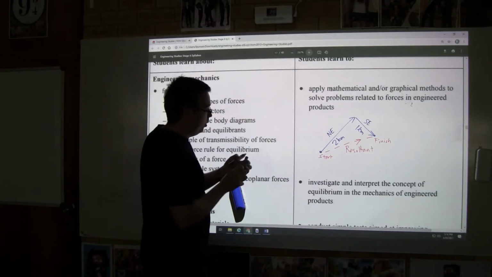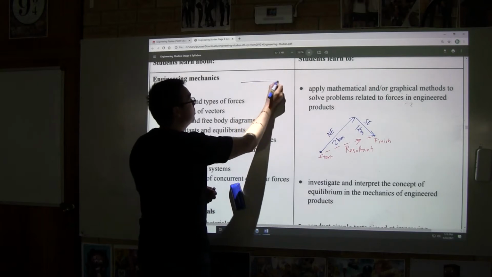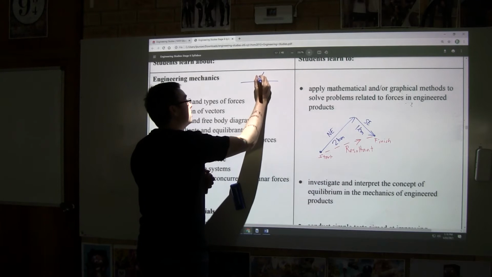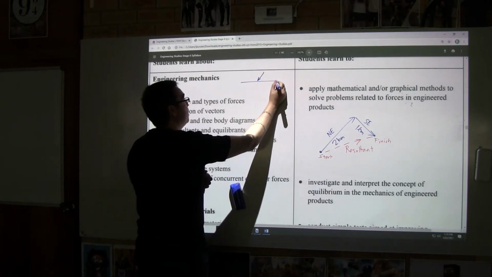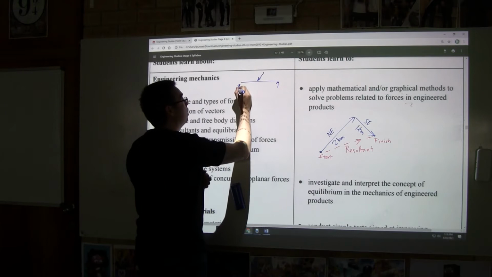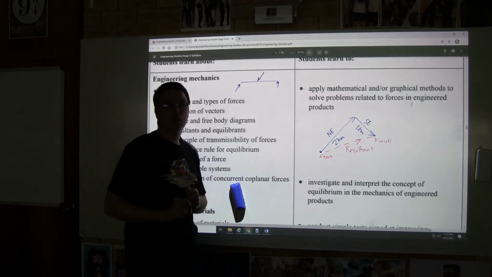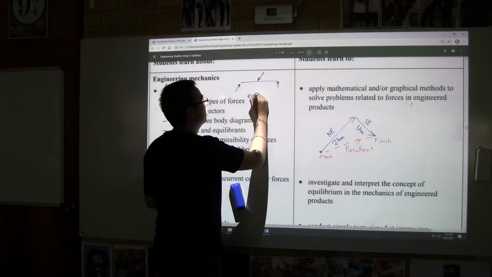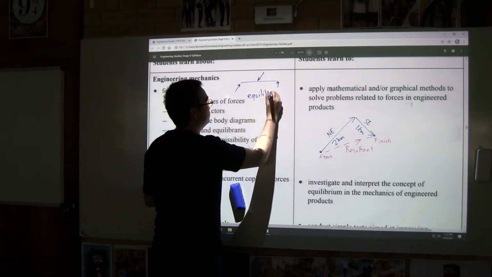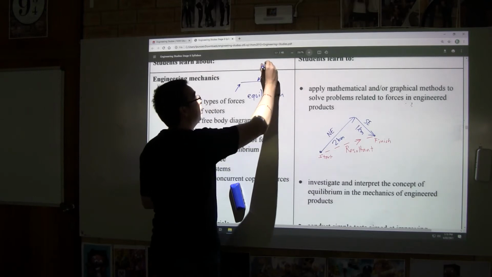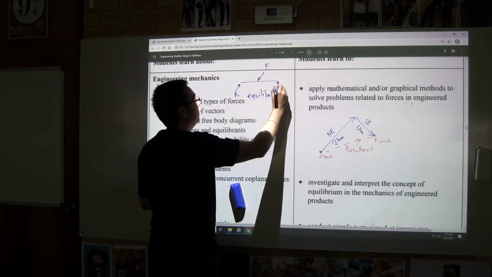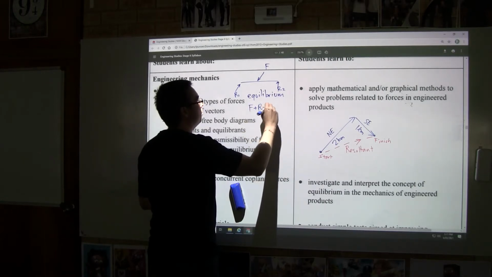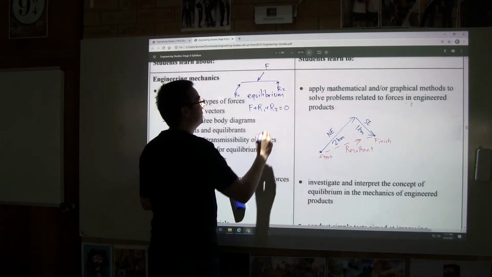Now, that's fairly simple, but when we start getting to bridges, I might tell you that I have a bridge, and on this bridge I have a force going sideways, and now I need to figure out what forces need to be applied to keep that in equilibrium. If it's in equilibrium, this force plus R1 and R2, I can say F plus R1 plus R2, they all have to equal 0.